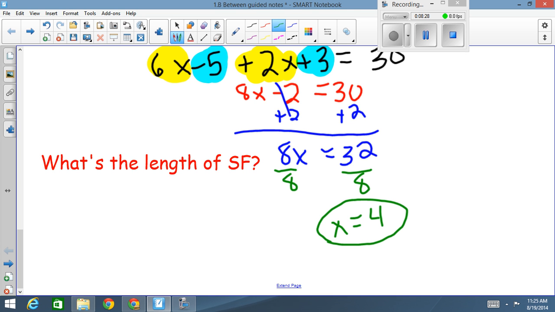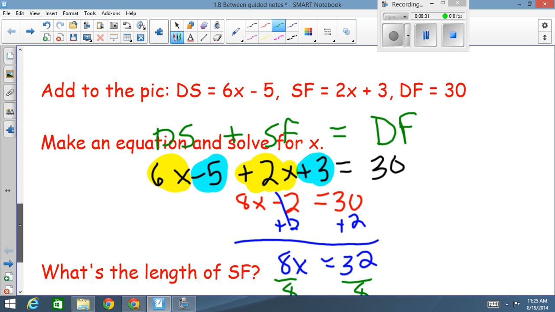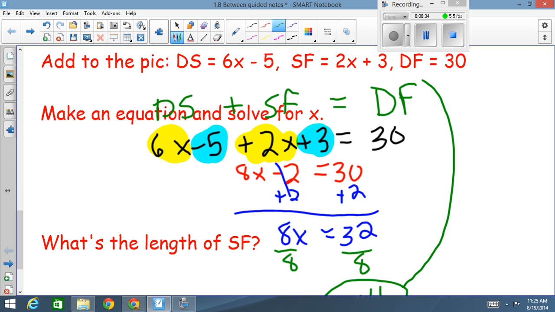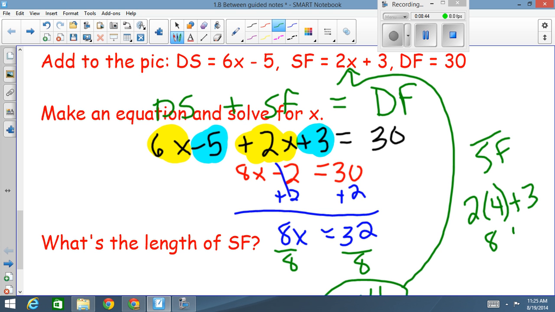If I want to find the length of SF, I'm just taking this 4 and I'm putting it back in right here. So I have 2 times 4 plus 3. That's going to give me the length of SF. So 8 plus 3, which is 11. SF is equal to 11.